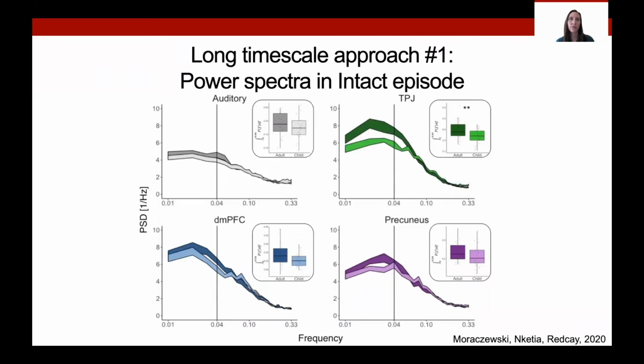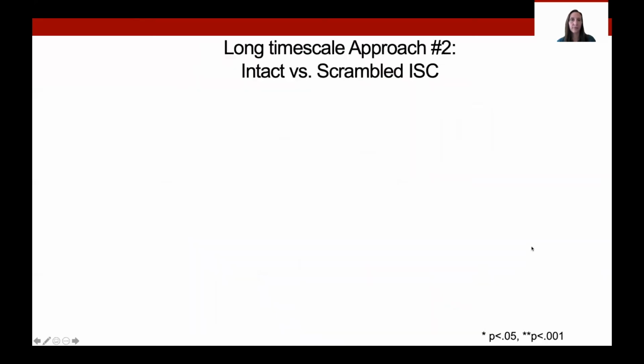First, I'll show data from an approach to examine long timescale processing by looking at the power spectra of the BOLD signal while viewing the intact episode. We were interested in the proportion of the spectral window comprised of low frequency power, as that would be suggestive of long timescale processing. Here, the adults are in the darker color and the children in the lighter color. In the TPJ, we see significantly greater low frequency power in the adults compared to the children. Again, that's indicative of age-related changes in long timescale processing within this TPJ region.